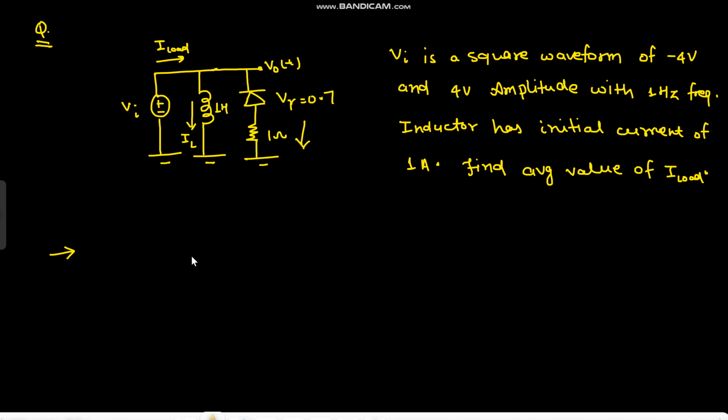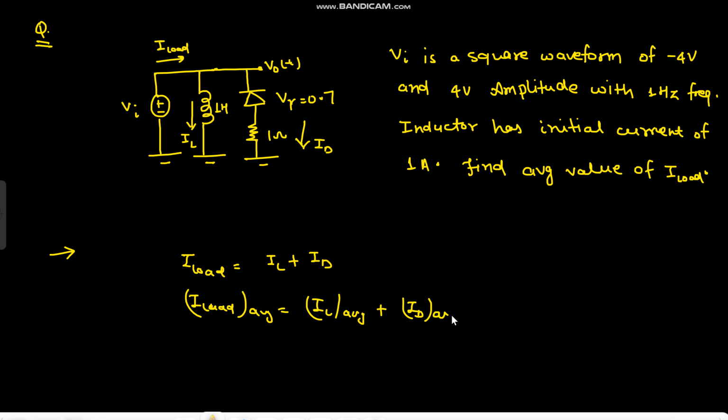So what is I load here? I load is I inductor plus, let us assume this is ID, I diode. So for taking average, we can write I load average equals I inductor average plus I diode average. So we can separately find the average value of inductor and diode, and then simply add them.